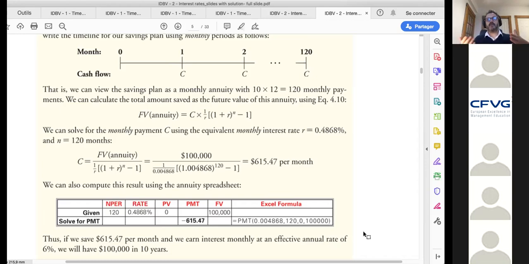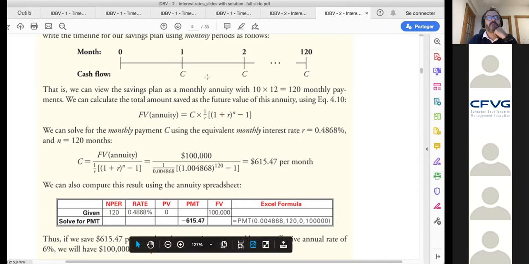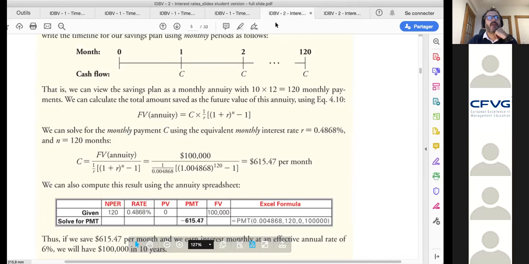Okay. And so here, what was new for us, of course, was to have an additional step, which is firstly to calculate the monthly rate. And once we have the monthly rate, we use the formula we know. Okay.